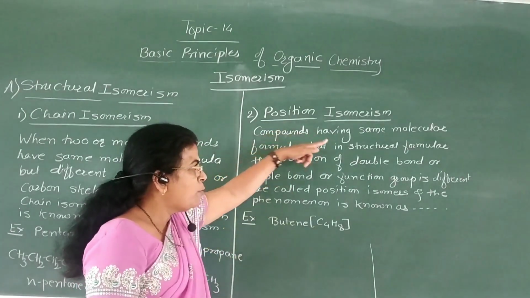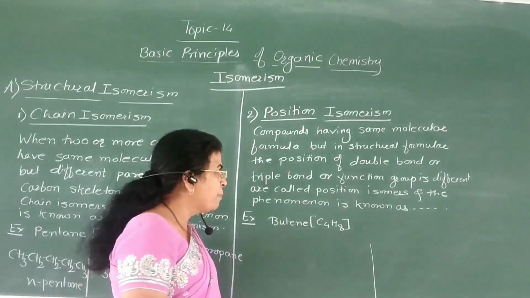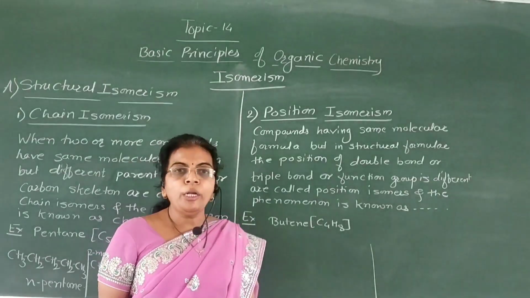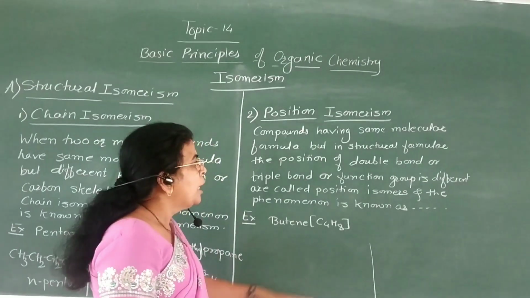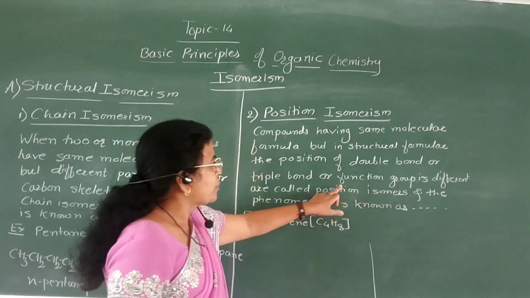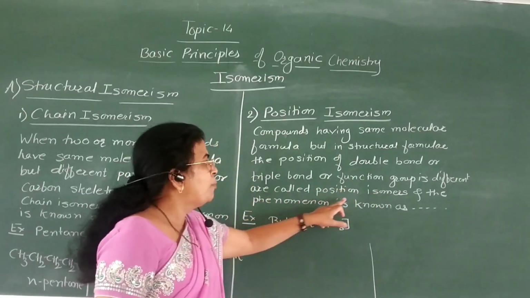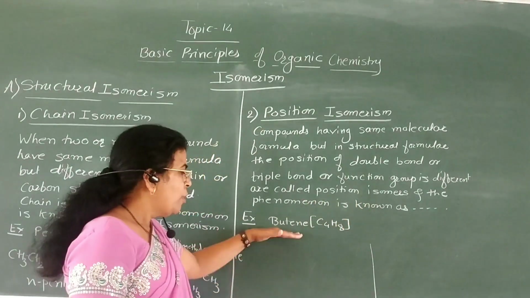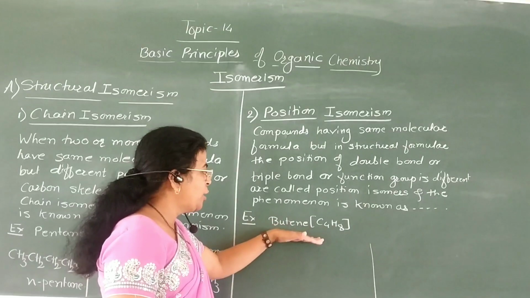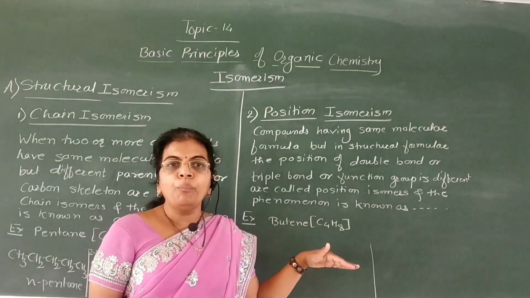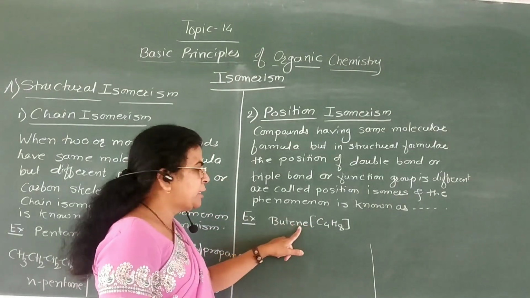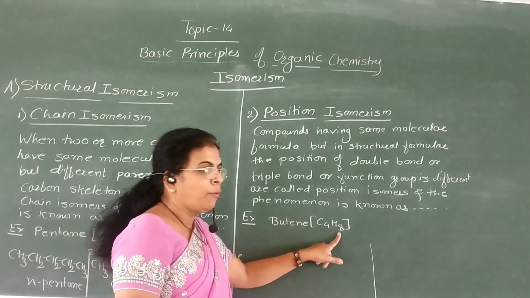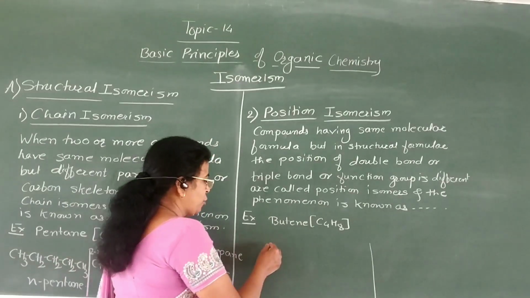Compounds having the same molecular formula but in whose structural formulae the position of the double bond, triple bond or functional group is different are called position isomers, and the phenomenon is known as position isomerism. We can understand this position isomerism by using the formula of butene. Here, ene stands for having a double bond. Now the molecular formula of butene is C4H8. Now we can write the structure of butene.